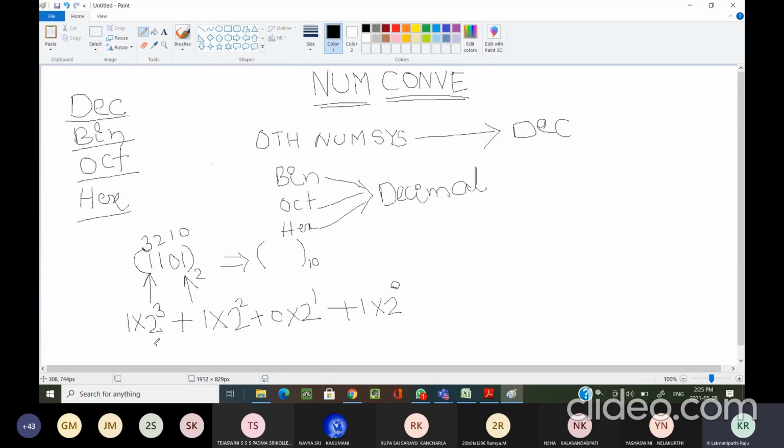Now 2 cube, you already know, 8. 8 into 1 is 8, plus 2 square is 4, 2 power 1 is 2, plus 0 into 2 is 0, plus 2 power 0 is 1, 1 into 1 is 1. 8 plus 4 plus 0 plus 1 is equal to 13. It is 13 of base 10. This is the required decimal number for the given binary number.